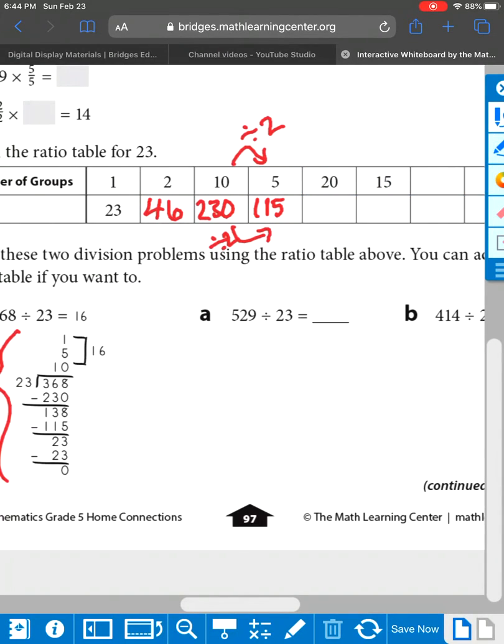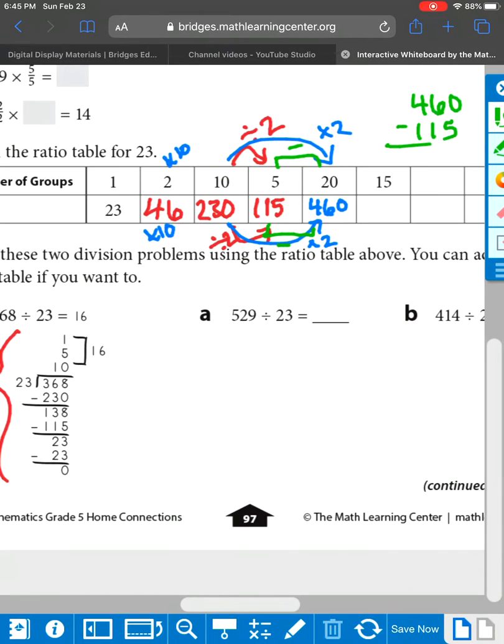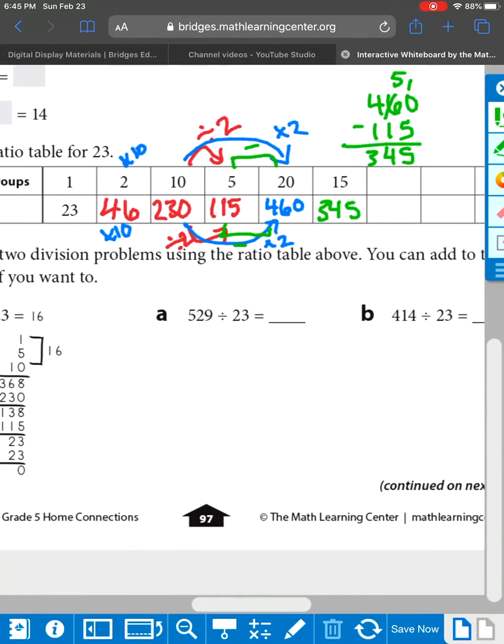Let's see, 20 groups of 23 is going to be double as much as 10 was. So I'm going to double 230 to 460. That's also 10 times 2 groups here. And then to do 15 groups, I can do 20 groups minus 5 groups, because 20 minus 5 is 15. So I can do 460 minus 115, which I just have to quickly use the standard algorithm for over here to get 345. Great. Now that I fill that in, I am ready to divide.